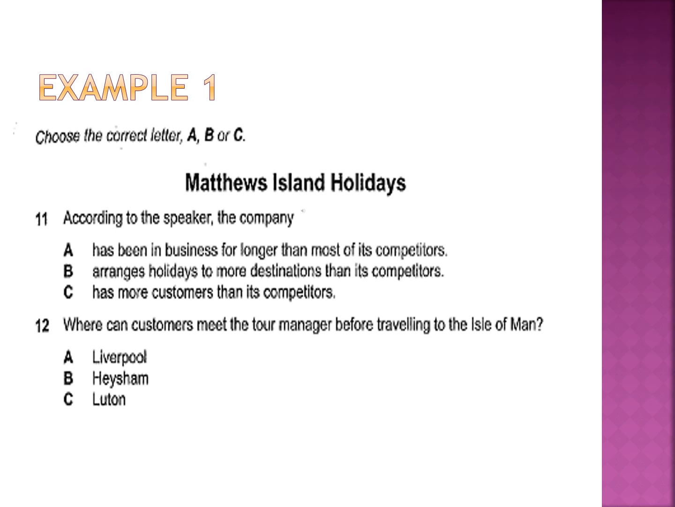Number 3 is: arranges holidays to more destinations than its competitors. So it is a comparison between competitors. You have to underline keywords such as more destinations and longer, like a longer period of time, and has more customers than its competitors, so more customers.